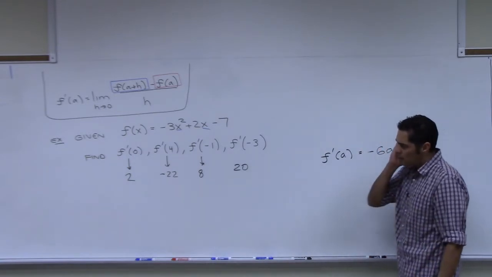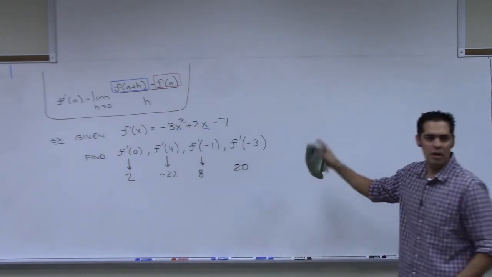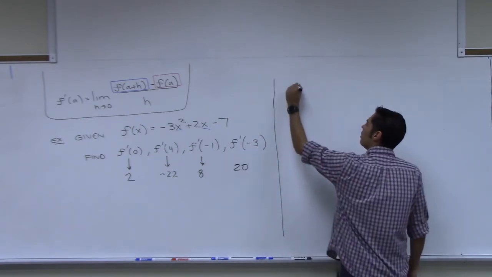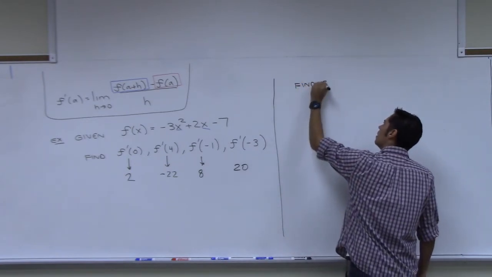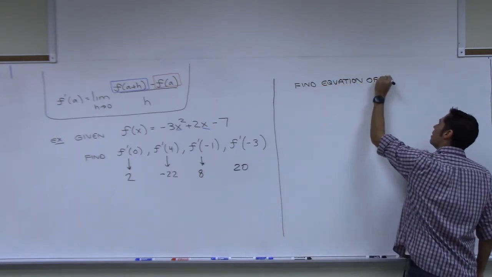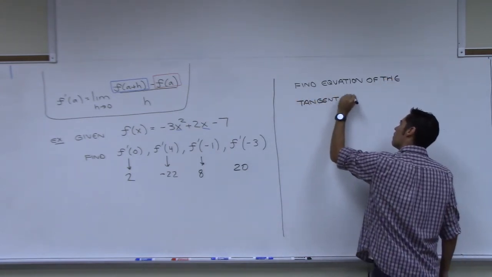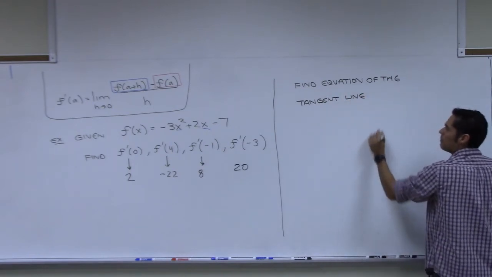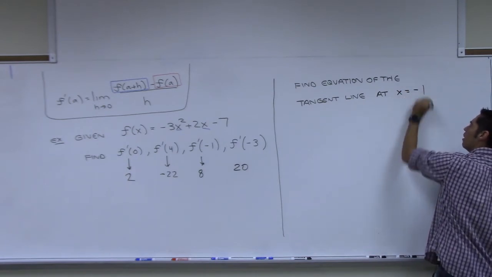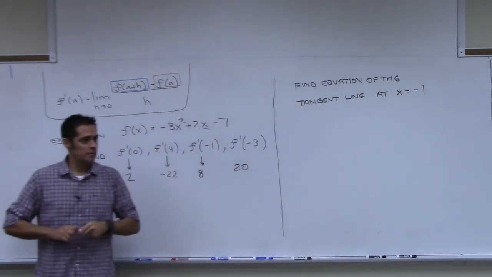Let's do one more thing on this one. I'm going to add one more question onto this problem. Here it is. Find the equation of the tangent line at x equals negative 1. Yeah. We have not done this yet, all right?